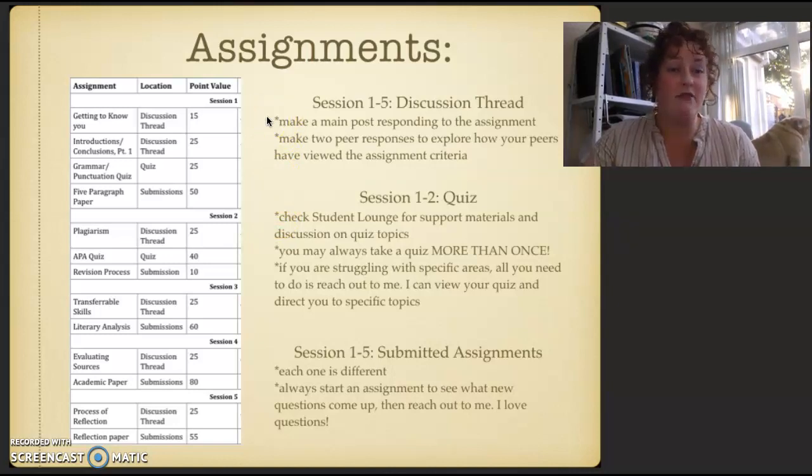Discussion threads are in every session. So the first part is that you make your own main post. You look at the ideas and the concepts that we're looking at for that session, and you share your response to that and what you were thinking and how that impacts you. But the second part is equally important. You go in and you explore what your peers are saying about that. So you specifically need to find two peers and see how they have responded and reply to them.